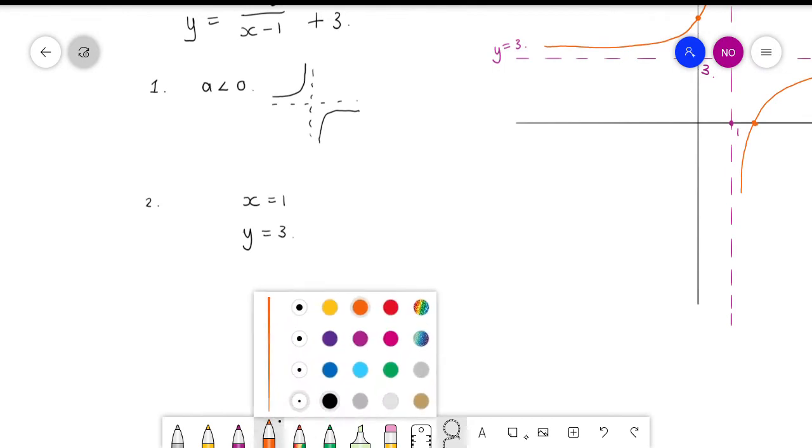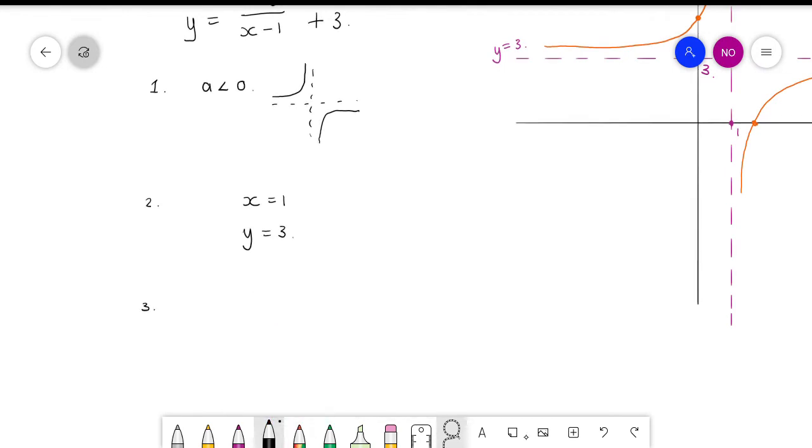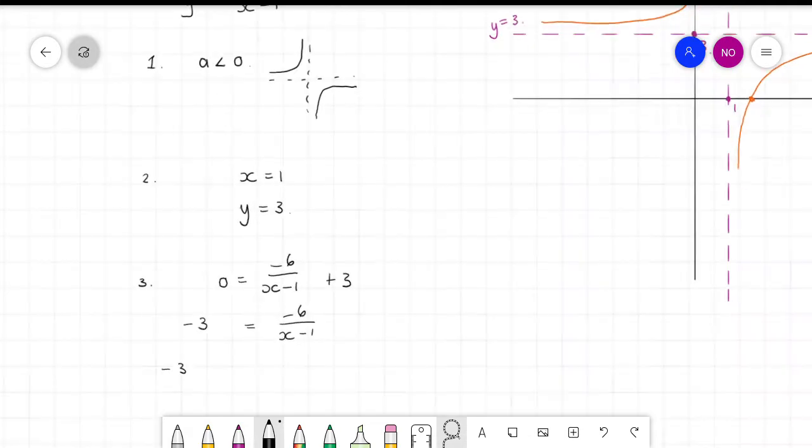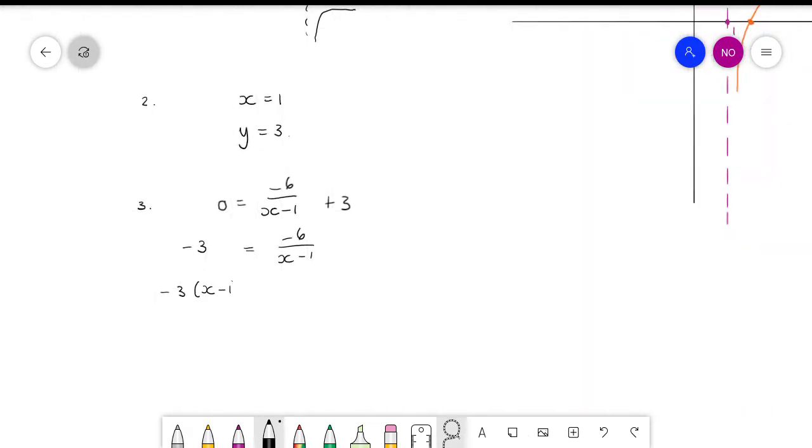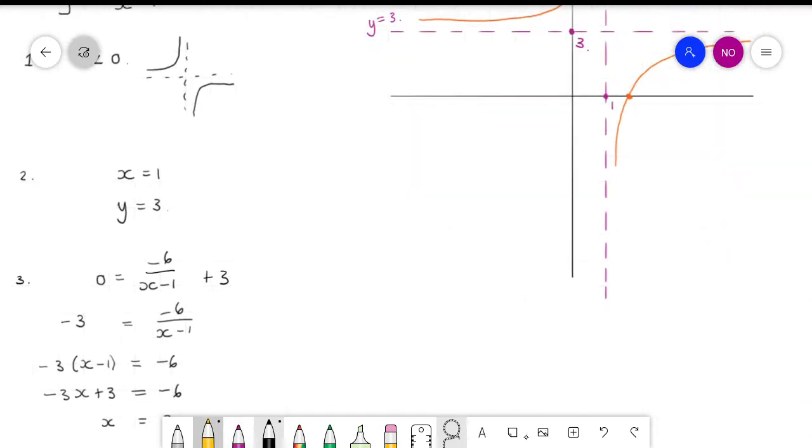Julle ken nou al die ou storie, vir die x-afsnit kry ek y gelyk aan 0. En vir die y-afsnit gaan ek x gelyk stel aan 0. I'm doing the more difficult one first. So I carry the 3 and it becomes -3. And then I just solve. So the x-intercept will be at 3.